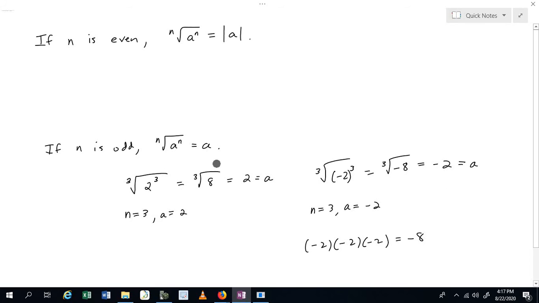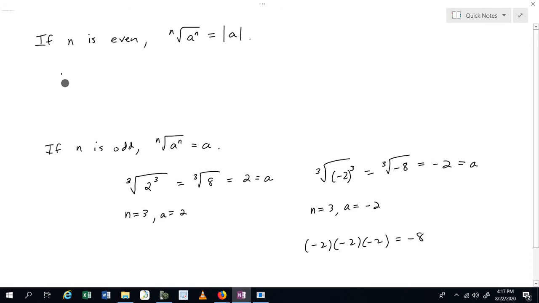So notice that you get a in both cases, whether this be a positive number like 2 or a negative number like negative 2. Anytime I take the nth root of a to the n power and n is odd, it doesn't matter whether a is positive or negative, the nth root of a to the n power is a. But that's only true if n is odd. Now let's look at the case when n is even.